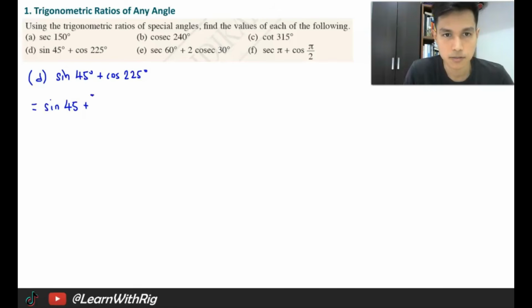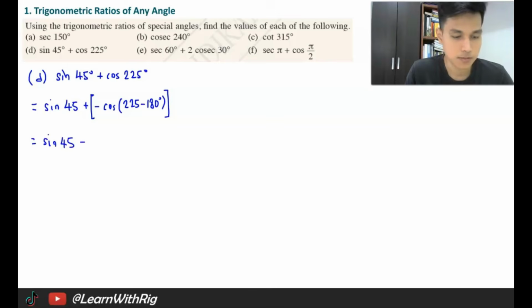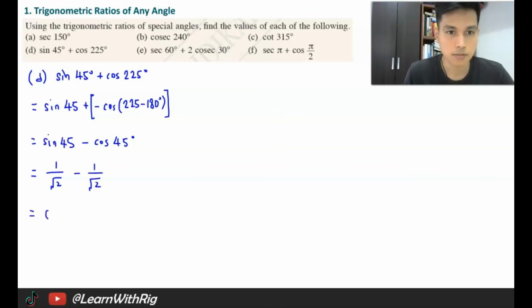So I'm going to write like this: negative cos, change it to acute, 225 minus 180. So you get sine 45 plus, or I can just simplify this, negative cos 45. So sine 45 minus cos 45, you get 1 over square root 2 minus 1 over square root 2. Answer is 0.